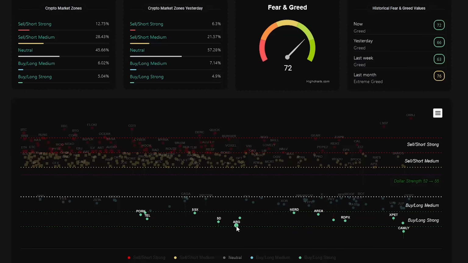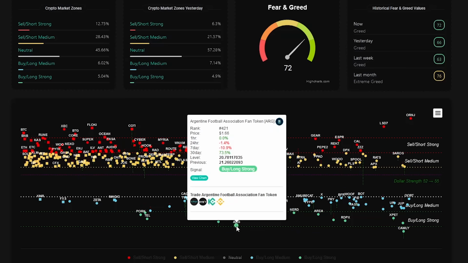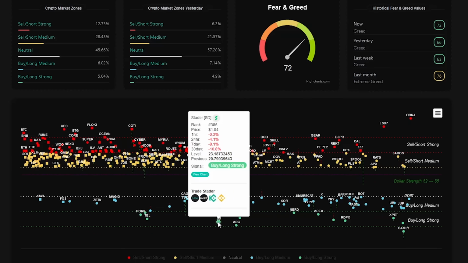There's one just there, ARG. If we click on it, you can clearly see in the last 30 days, it's pumped 73%. Okay, so I probably won't look at that particular coin. What I'm going to do is look at this coin here, SD. So in the last 30 days, it's down 10%. In the last hour, it's down 0.3%. In the last 24 hours, it's actually down 4.1%.